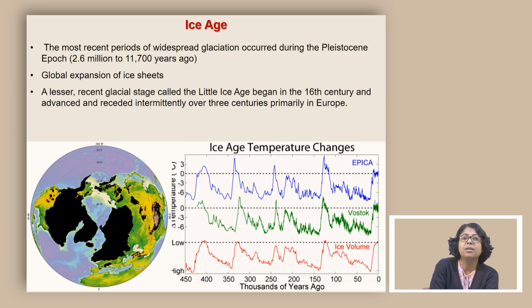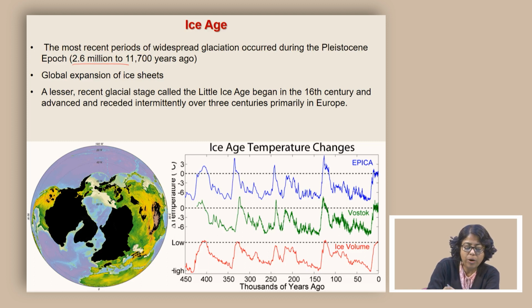In contrast, a very recent event actually shows us a completely opposite pattern. The most recent period of widespread glaciation occurred during the Pleistocene epoch, which ranges between 2.6 million years to 11,700 years ago. This is basically a time when we see a global expansion of ice sheets.